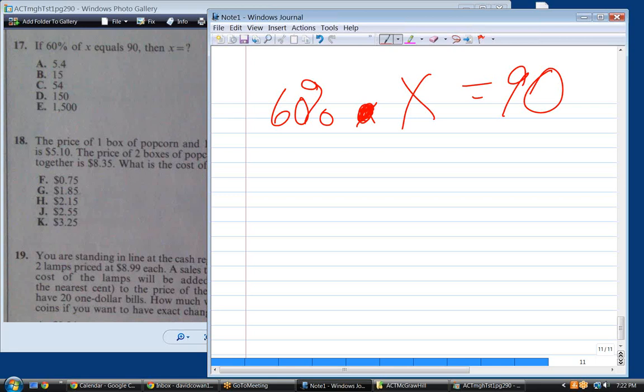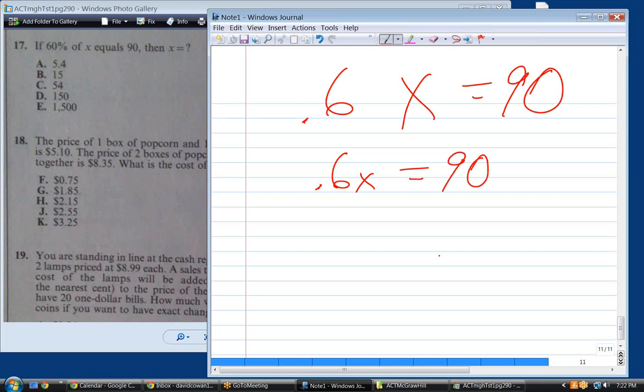0.6 times 90? Well, yeah, that's the first thing. Change that to a 0.6. So 0.6x equals 90. How do I solve that? Do you put them both over 100? No. You got it halfway solved. The only thing you have is a coefficient in front of the x. So x equals, divide. Okay.